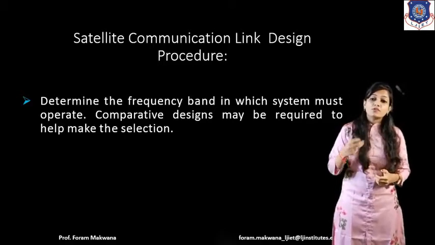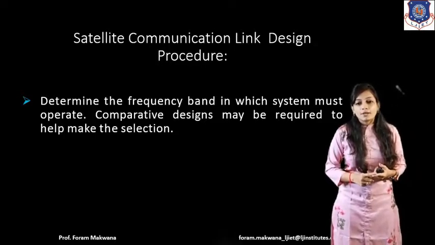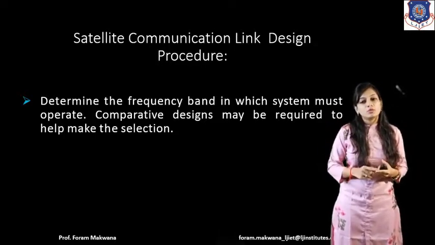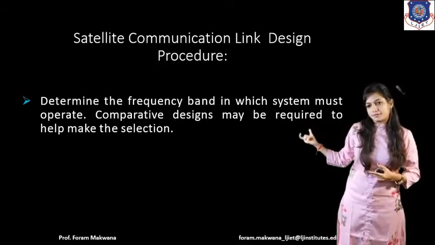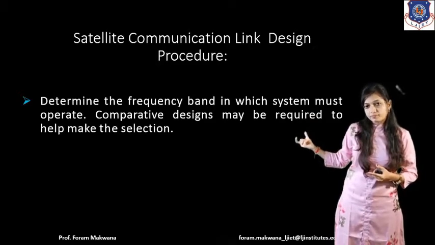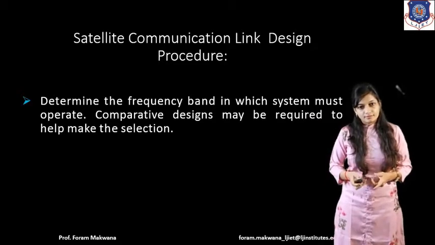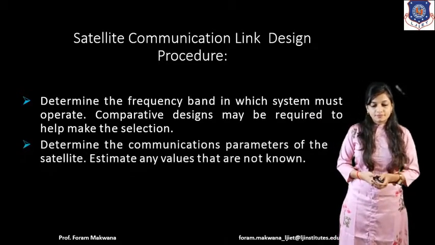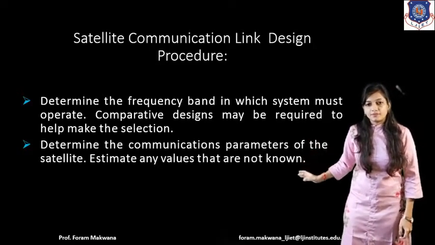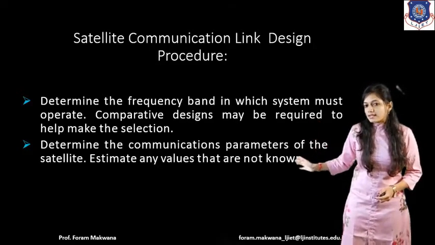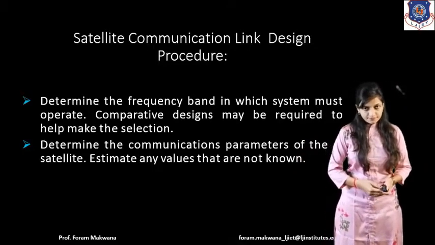So which frequency band we are going to use depends on this. Why? Because at higher frequency we know that it may impact my overall carrier power, right? So the first step is to determine the frequency band. Second, what are the different communication parameters for the satellite? We are just estimating any values which we don't know, right?